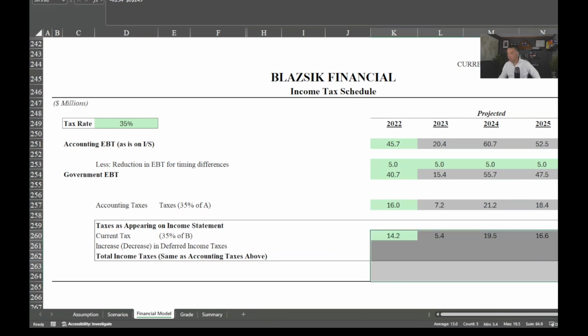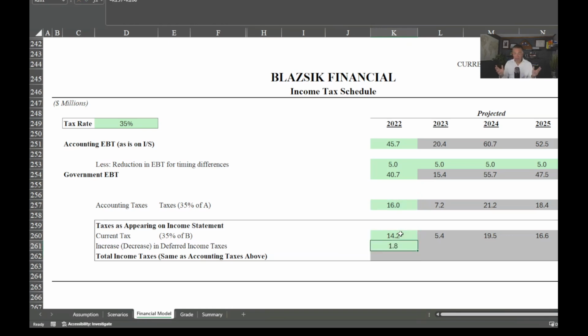This is what we have to pay today, which means the increase or decrease in deferred taxes will be the difference between what we show as how much taxes we're paying and what we actually have to pay. So all I'm going to do right here in the deferred part, and this is going to be the correct number all the time, is take that number minus this number, right, 1.8.